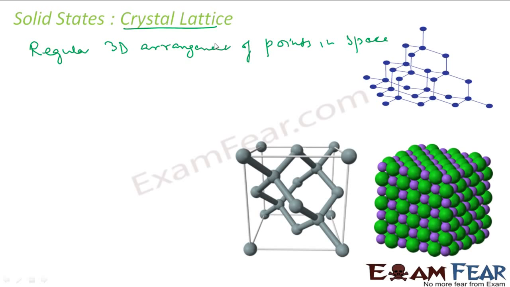Correct? Please note, it is not found in amorphous solids. Amorphous solids or gases don't have a crystal lattice, because a crystal lattice has to be regular. You see the word regular is there, so regular doesn't come in amorphous. Correct? So crystal lattice is a regular 3D arrangement of points in space.